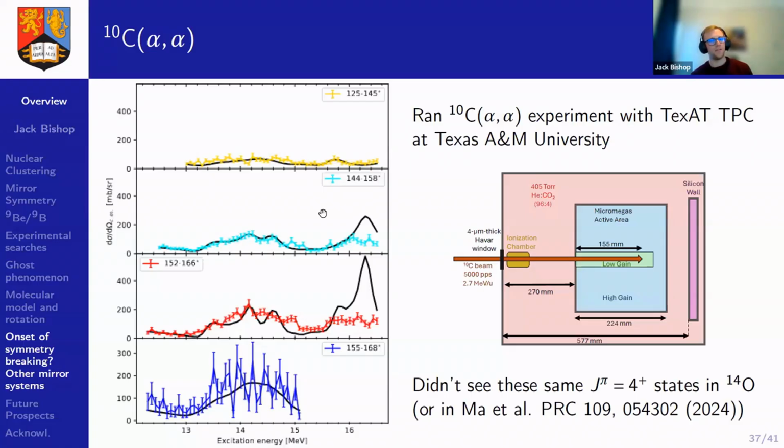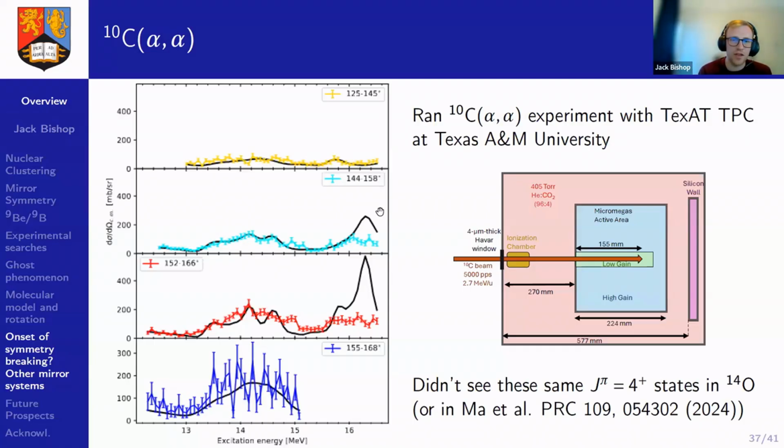So our experimental data for 4 different angles are shown in the colors. You can see our statistics are not particularly great. We only had 5,000 particles per second. And what we've overlaid in black are the results of states that are known from the mirror system. And on top of that, we added in the prediction of these 4+ states that were seen in the previous results.